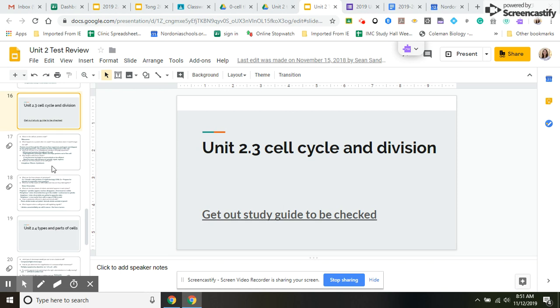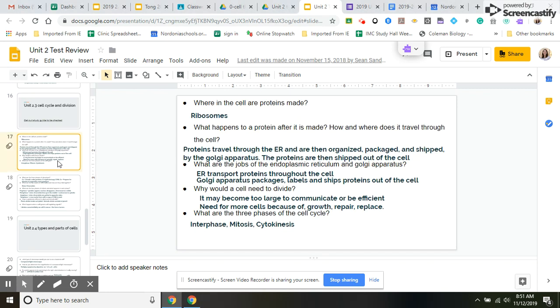But looking at your review packet for Unit 2.3, the cell cycle and division, big things we talked about in 2.3. What's happening in a cell? So it's making proteins. Where's that happening? In the ribosomes. So what happens to the proteins after they're made? This is that pathway that we talked about in 2.3 where the proteins are going to be made by the ribosome, travel through the ER, organized, packaged, and shipped by the Golgi apparatus. And then they can be shipped out through the cell membrane for other cells to be used by that cell, whatever its job might be.